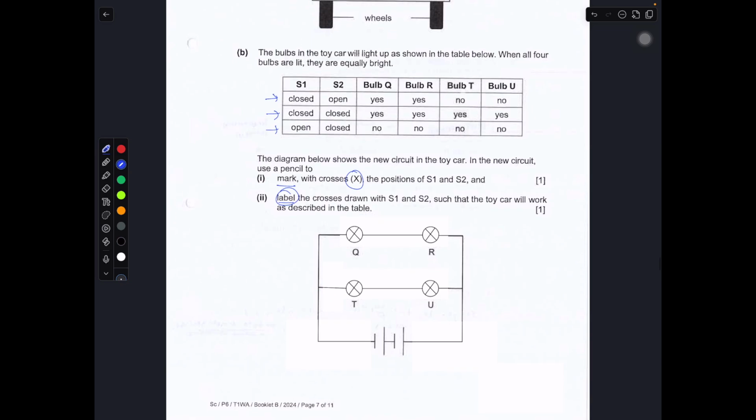So number 1, before you look into the data, let's take a look into the circuit first. The circuit is in this manner. So the electricity flows through here. This could be one way, right? The electricity can also flow in another manner.